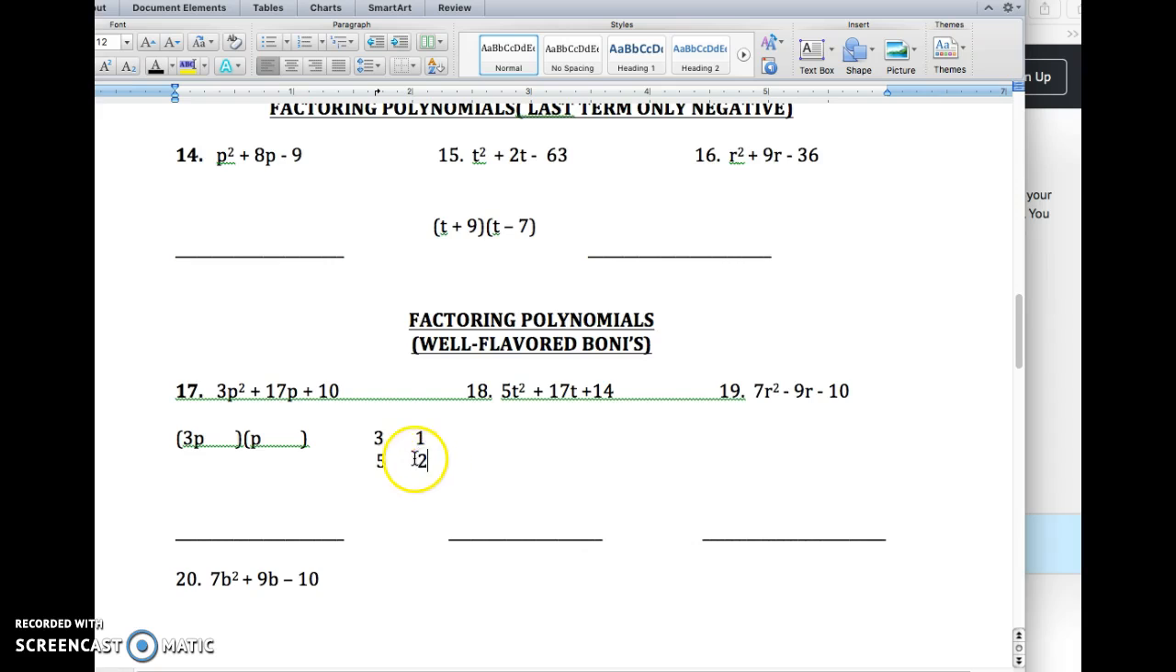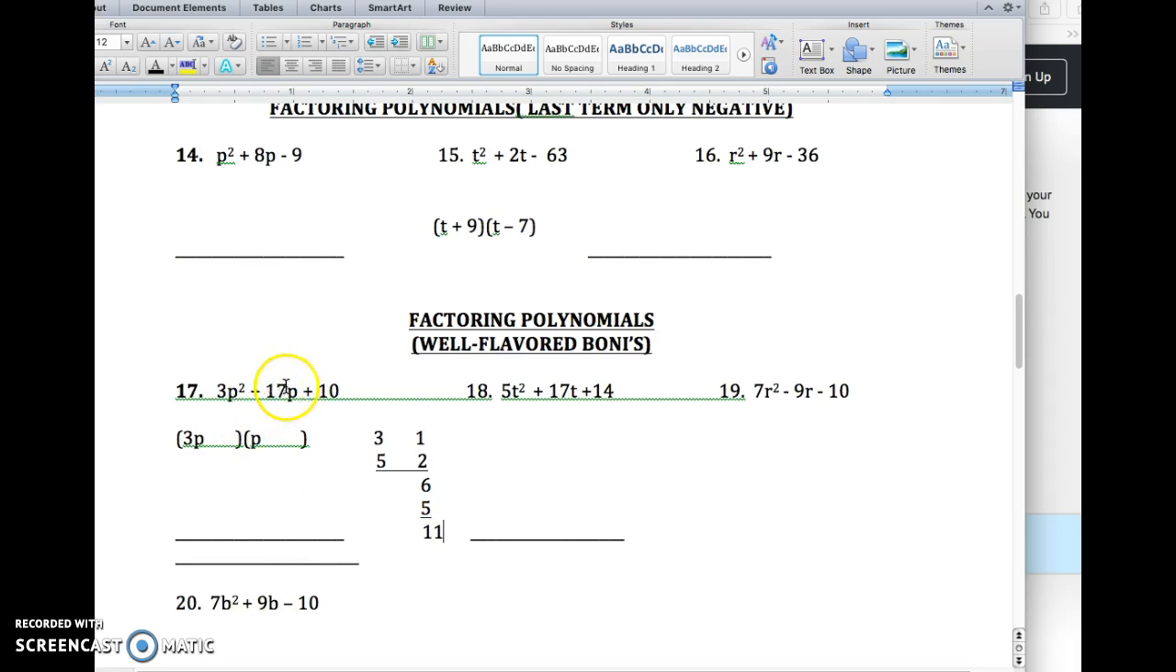What I do with these is I multiply 2 times 3. Let me draw a line here. I multiply 2 times 3, so I kind of crisscross multiplication. 2 times 3 gives me 6. And then I multiply 5 times 1, and that gives me 5. 5 plus 6 is going to give me 11.